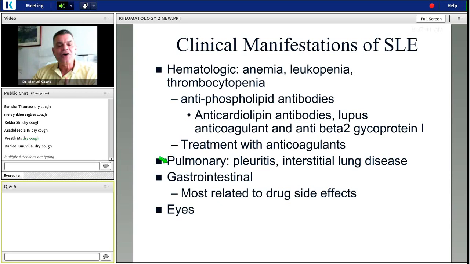Because that's how all these patients with idiopathic pulmonary fibrosis, all the pneumoconioses, asbestosis, berylliosis, silicosis, sarcoidosis, all of them are going to present with shortness of breath on exertion and a dry cough. That should be your first clue that a patient has an interstitial lung disease or a restrictive lung disease for that matter, and make sure you pay attention to the pulmonary function test because those volumes are going to be low. Okay, now gastrointestinal manifestations of patients with SLE are mostly related to drug side effects, okay?